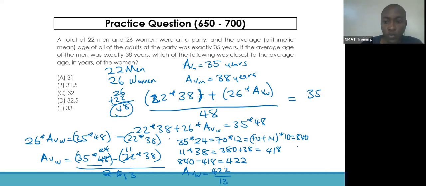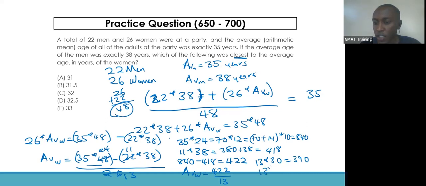And what will be our answer? We can try to divide that out. We're looking for the closest, so this is an approximation. We can also try to approximate what value can be close to 420. We know that 13 times 20 should be 260. 13 times 30, this is 390. So let's add another 13.